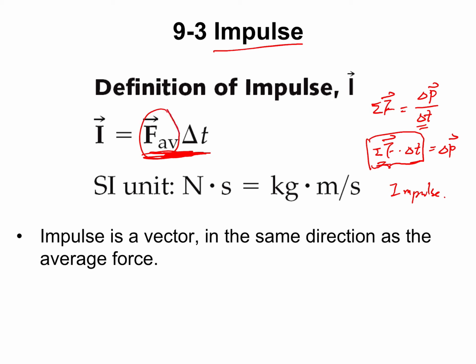A lot of processes have a variable force, so we can always use an average force to represent that force. So force times time is the definition of impulse. Okay, so first let's talk a little bit about impulse. Because force is a vector, impulse here is a vector, so you have direction and magnitude.